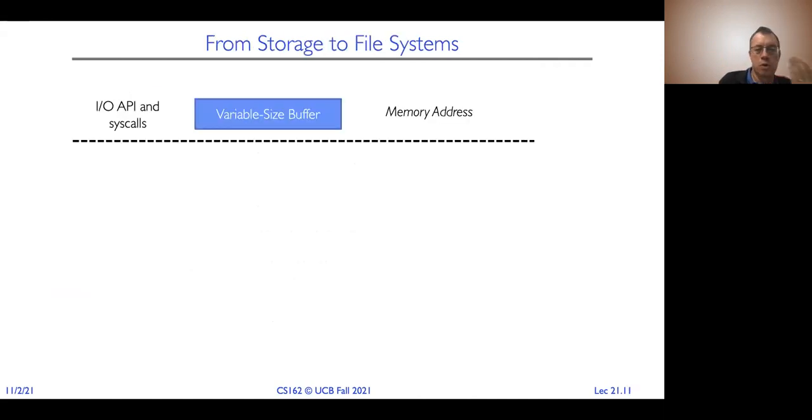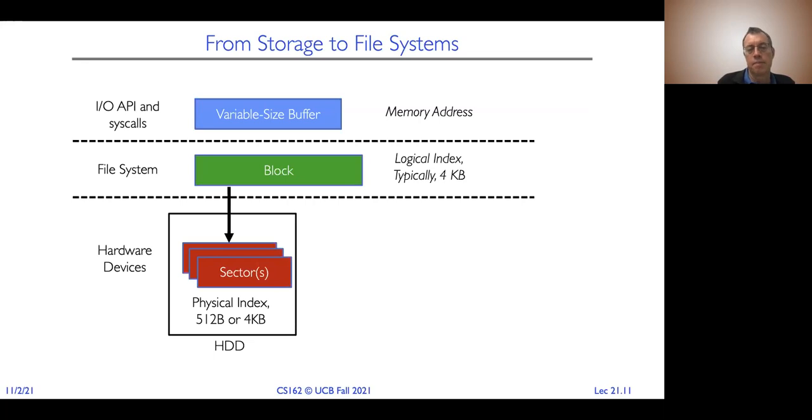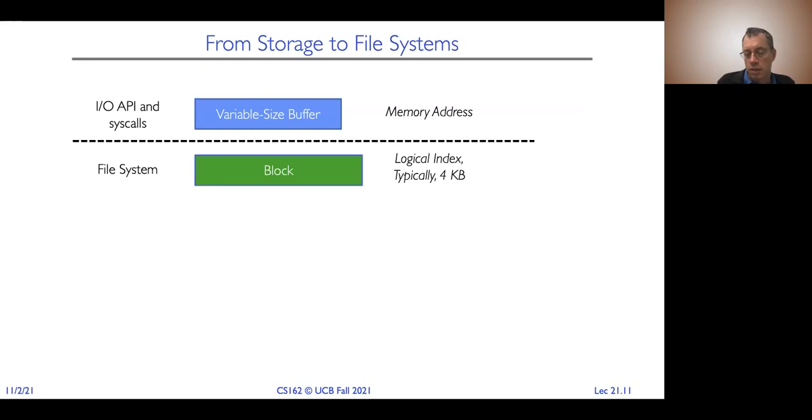So more precisely, for the higher level, for the application, you typically have a variable size buffer. And for the file system, which we are going to talk more about, you are going to have blocks, but the blocks are logically indexed. These are where the data is stored. Logically indexed means that the index in the operating system is not the same index of that block on the physical device.